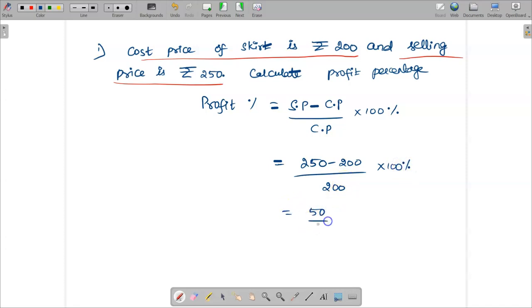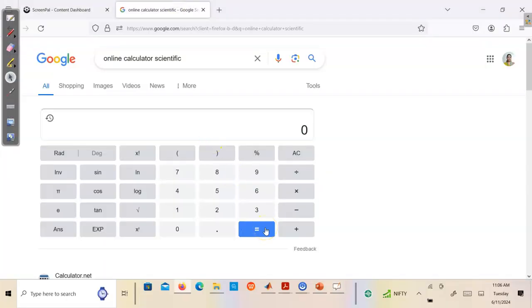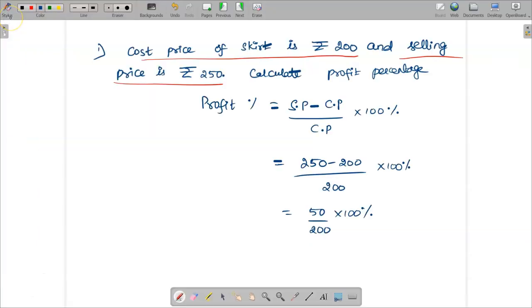So 250 minus 200 is 50, divided by 200, into 100 percentage, right? So let me use the calculator and determine the value. So the value is 50 divided by 200 into 100 percentage. So it is around 25 percentage. So the profit percentage is 25 percentage.